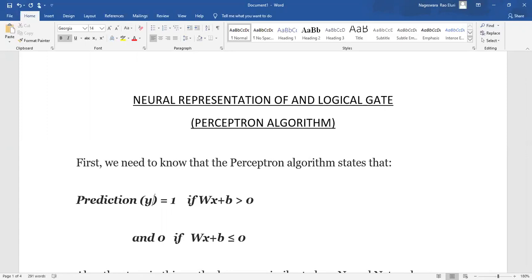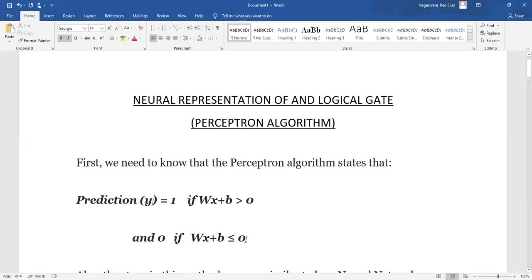So what does the perceptron algorithm state? The value y equals 1 if the value wx plus b is greater than 0. Here w stands for the weight vector, x stands for the input vector, and b stands for the bias. Once we calculate this value, if it is greater than 0, it classifies the data as 1. Otherwise, if it is less than or equal to 0, it classifies the data as 0.